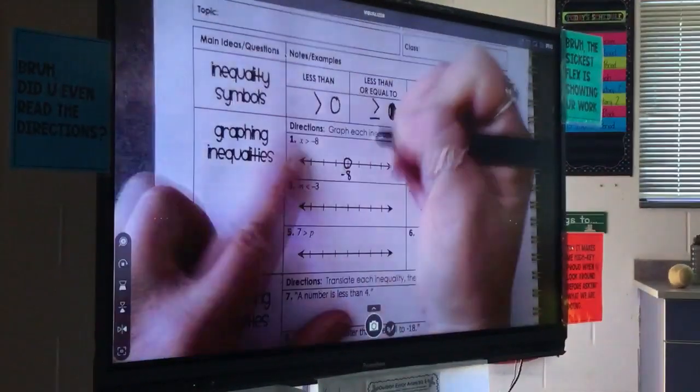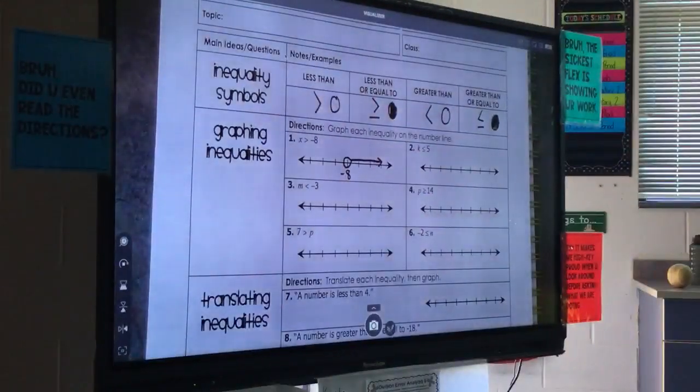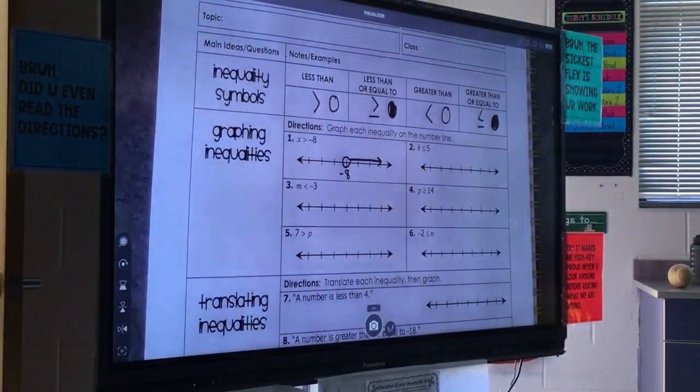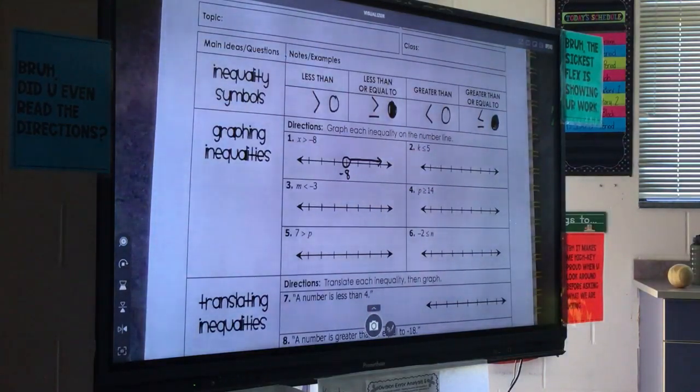And then looking at this, that should be x is greater than -8. Going to the left, you guys are doing 2, 3, 4, 5, and 6. Stand up when you're finished.